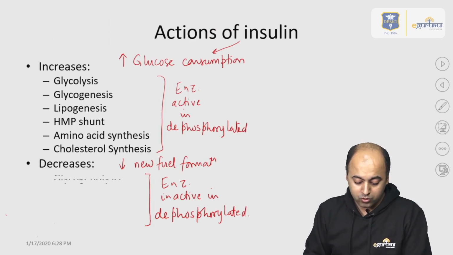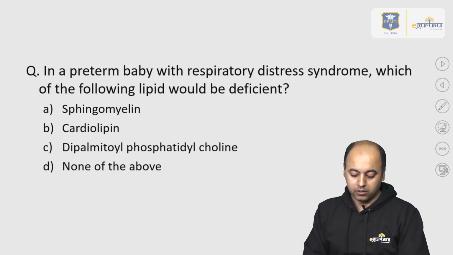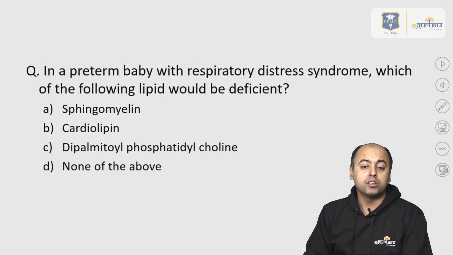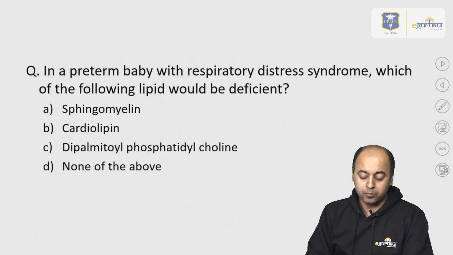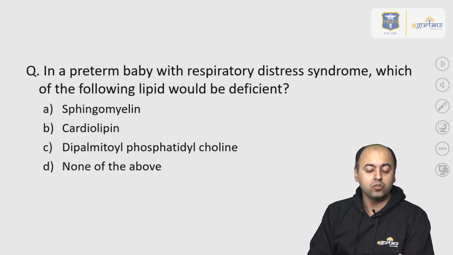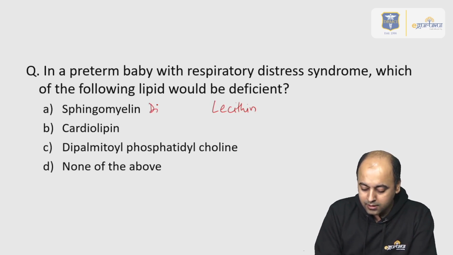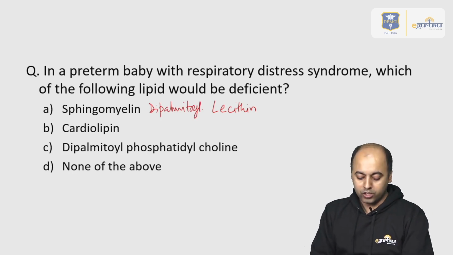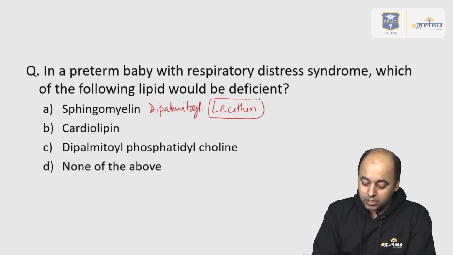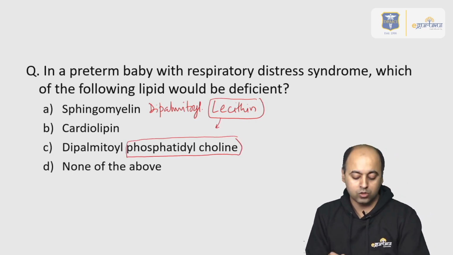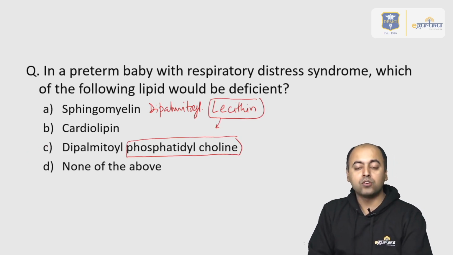Okay, moving on to next question. Now this question is from the lipid section. In a preterm baby with respiratory distress syndrome, which of the following lipid would be deficient? Now all of you know the answer to this question is lecithin. To be more precise, it is dipalmitoyl lecithin. But what you have to know is the more correct name for lecithin is phosphatidylcholine. So the correct answer is dipalmitoyl phosphatidylcholine.